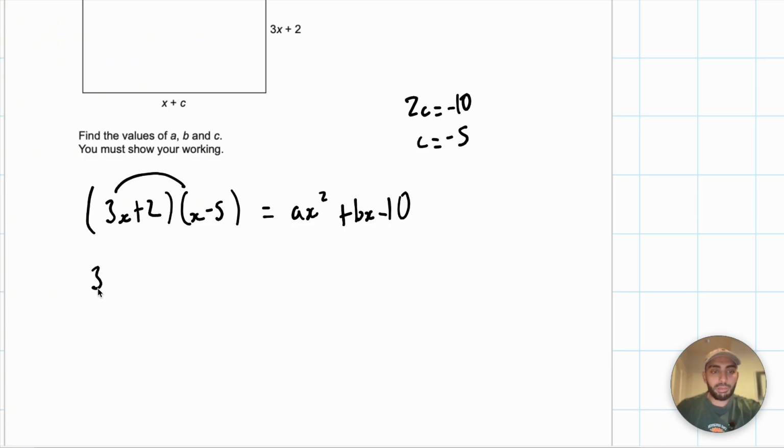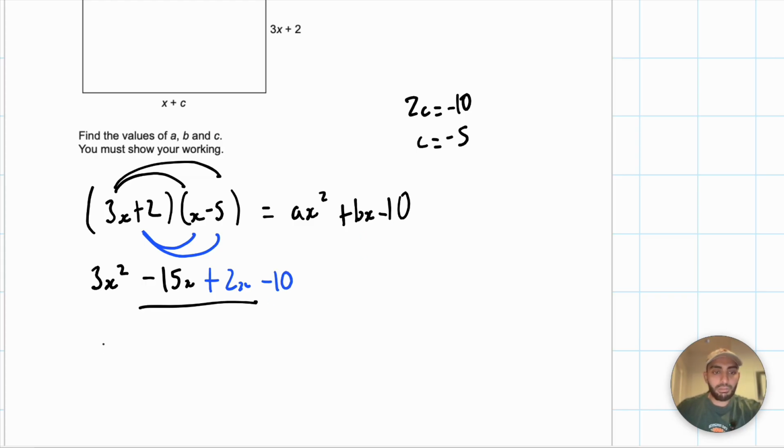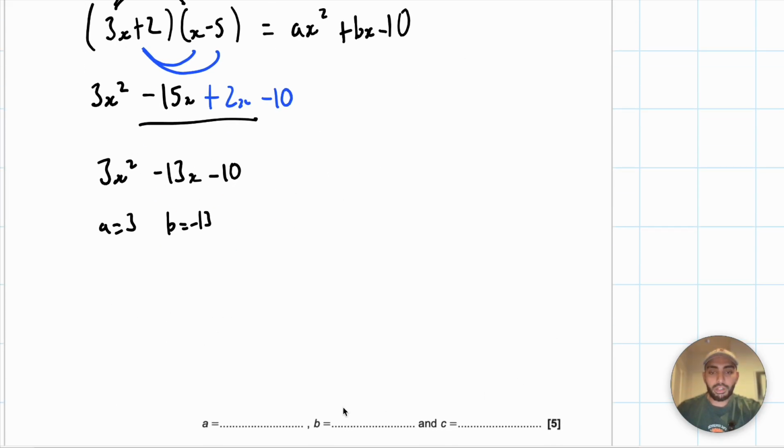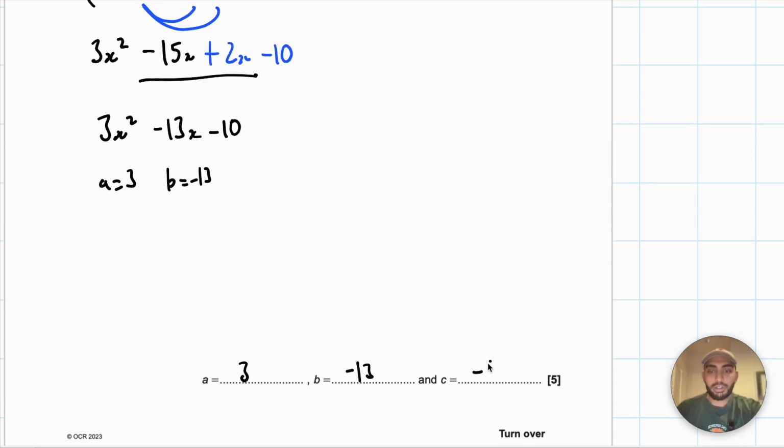So 3x times x gives me 3x squared. 3x times negative 5 gives me negative 15x. Then I've got positive 2 times x, so plus 2x, plus 2 times negative 5 is minus 10, which is minus 10 as well. I'm going to combine these like terms. So I've got 3x squared, negative 15 add 2 is negative 13x, minus 10. a is equal to 3, and b is equal to negative 13. So a is 3, b is negative 13, and c is negative 5.